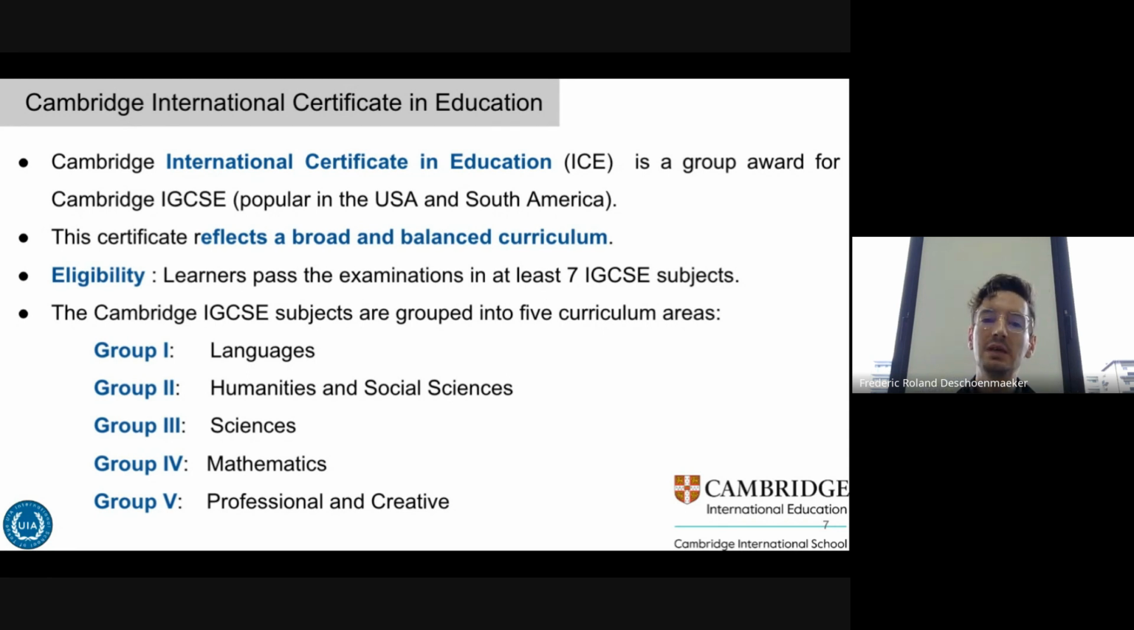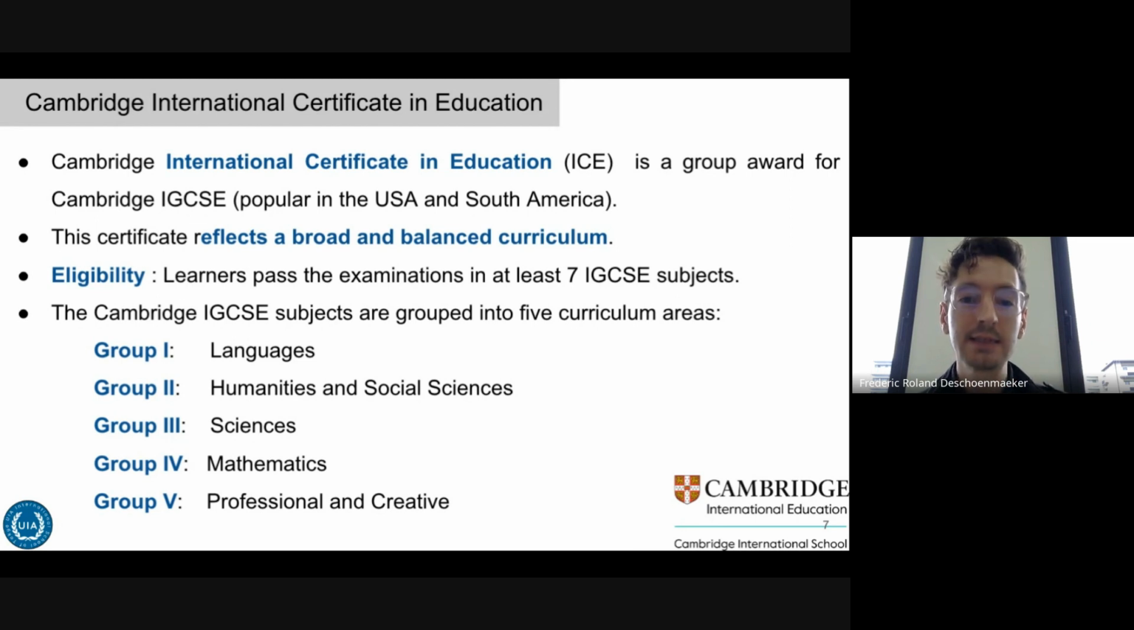And what does it mean? Very briefly, if students can be awarded with the ICE certificate, this supports very well an application for moving to a school in the States or a university in the States.